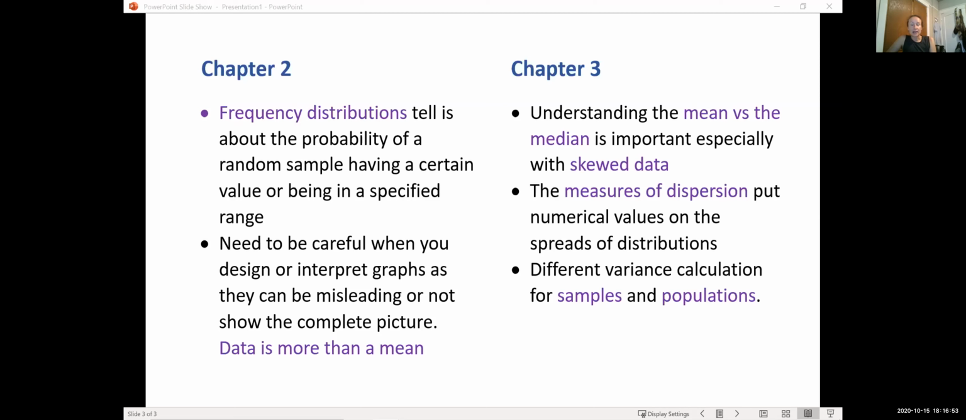Then in, I think it's 3.2, yeah, 3.2 is measures of dispersion. And so that tells us dispersion means how spread out is our data, okay? And that's where you're going to get standard deviations, variation, and quantities like that, okay?